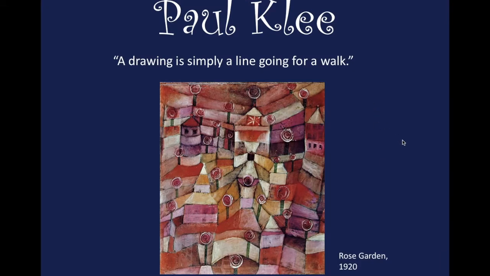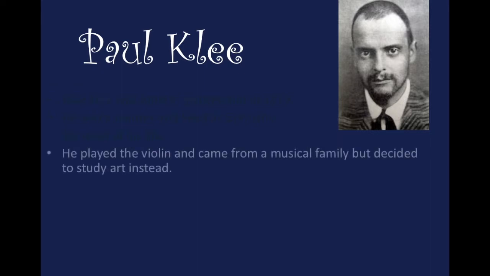Okay, I'm going to show you some artwork by Paul Klee first. Here is one of his paintings, Rose Garden, from 1920. So it's 100 years ago that he painted this. A little bit about Paul Klee first. Here's a picture of him. He was born in Switzerland in 1879. He was a painter and he lived in Germany, worked in Germany for most of his life.